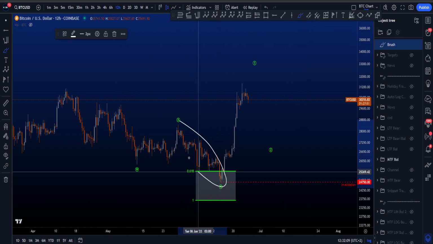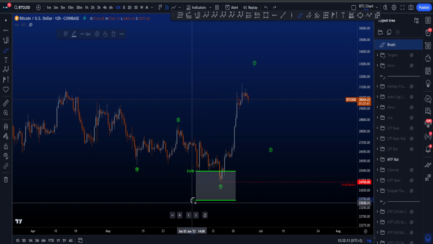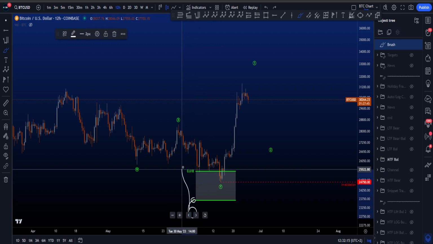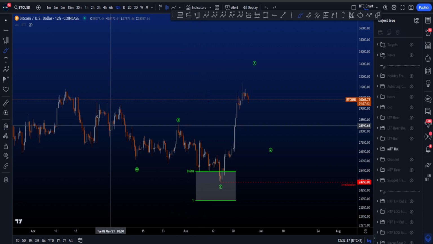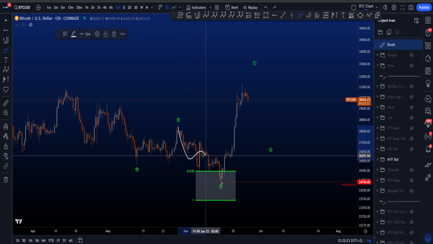So time-wise, this wave Y is absolutely fine. The most common target area for wave Y is between the 1 and the 1.236, but also the 0.618 is a common target taken from the high to the low of W to the high of X. So now X moved over here.